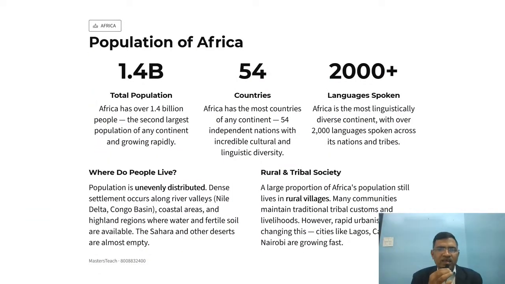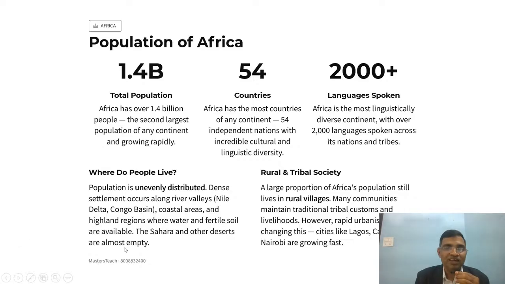So it is the second largest population continent and it is growing rapidly. Almost 1.4 billion is the total population of Africa. It consists of 54 independent countries and they have incredible culture and different languages. It's a beautiful continent and almost 2000 plus languages are spoken in Africa. So it is a linguistically diverse continent with so many tribes, and they speak 200 plus languages.